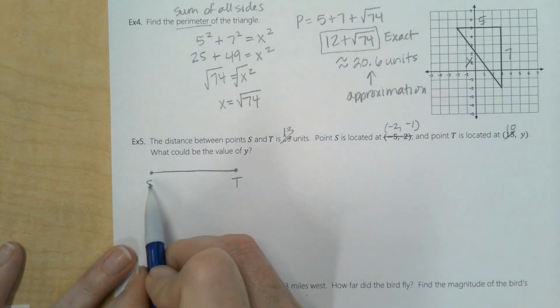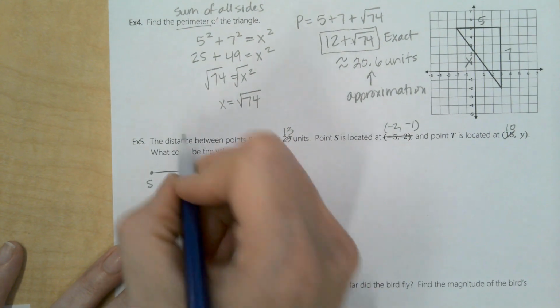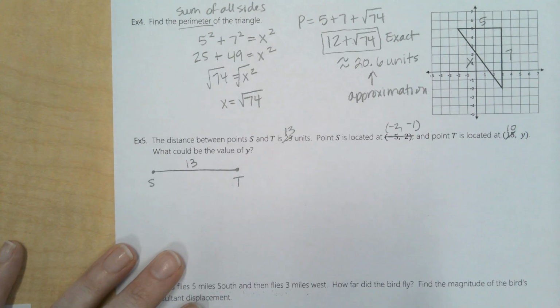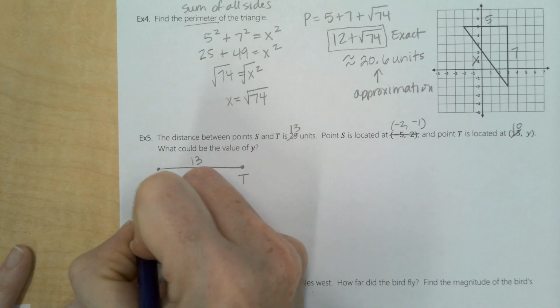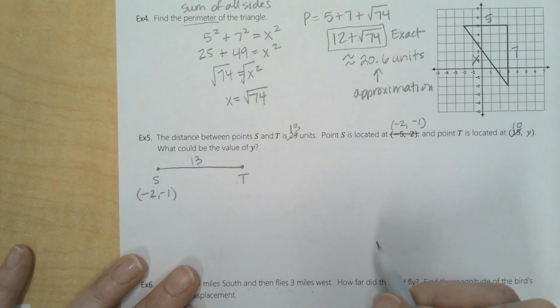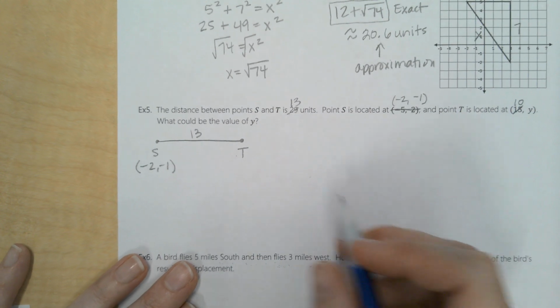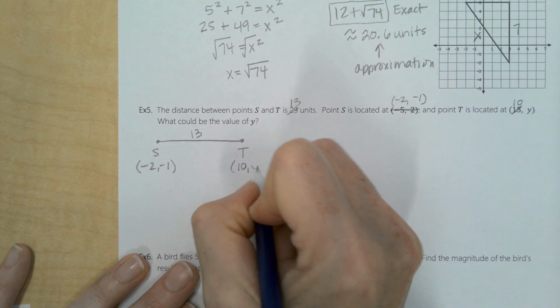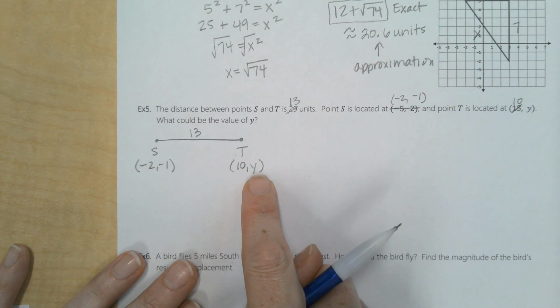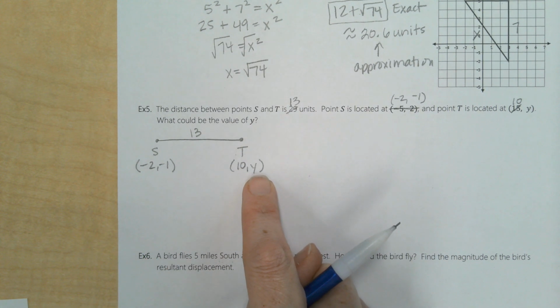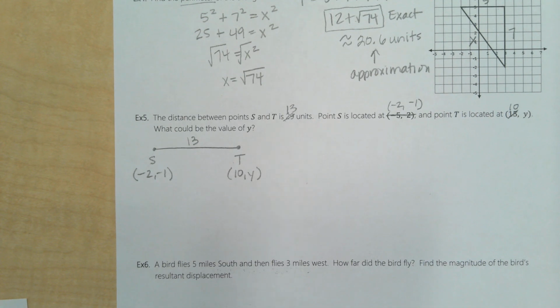Okay. It's saying that the distance between S and T is 13 units. S is located at the point -2, -1, and T is located at the point 10, Y. We want to know what the value of Y could be. Now, here is how you get your A, your B, and your C when you're doing this.